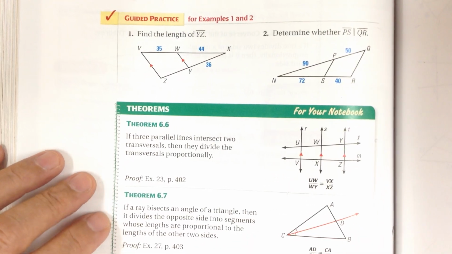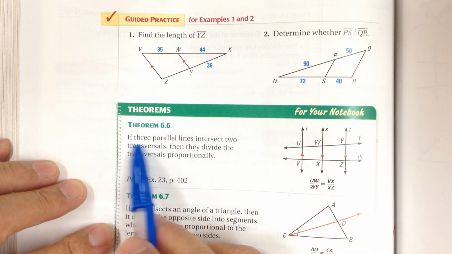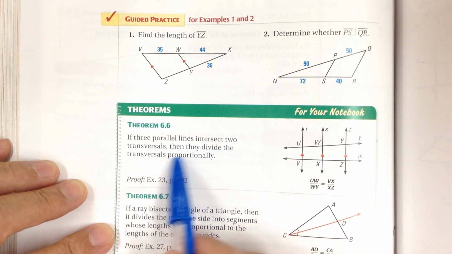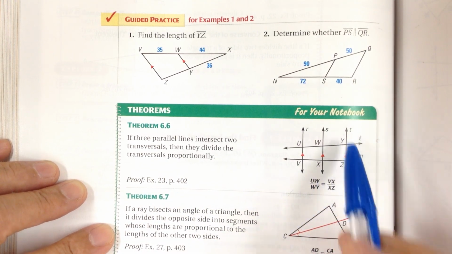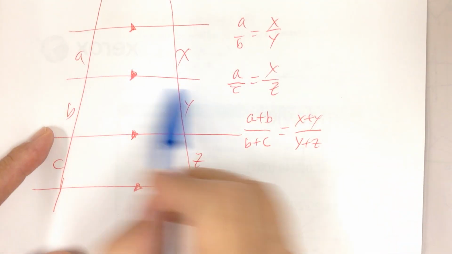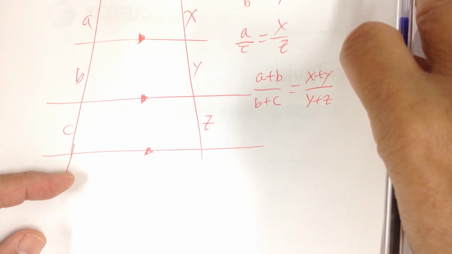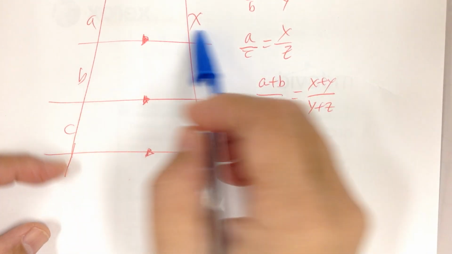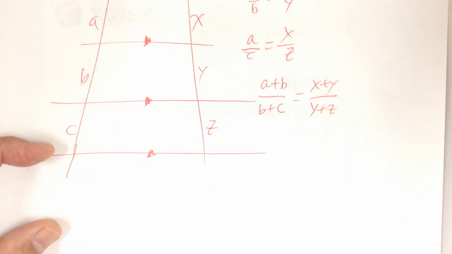So this is what we covered earlier. Theorem 6.6: if three parallel lines intersect two transversals, then they divide the transversals proportionally. What it's saying is that when you have parallel lines, everything will be proportional. So you have parallel lines cutting through the transversals. I like to turn the picture the other way, because this is easier to see and easier to work with. So again, when you have parallel lines cutting through two transversals, everything is proportional.